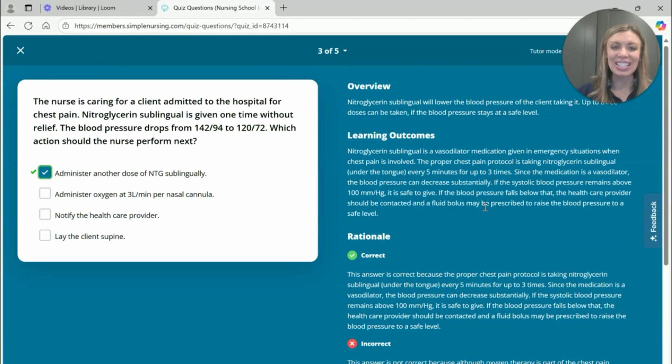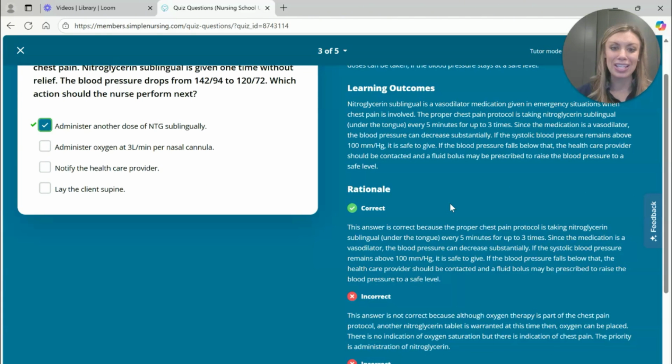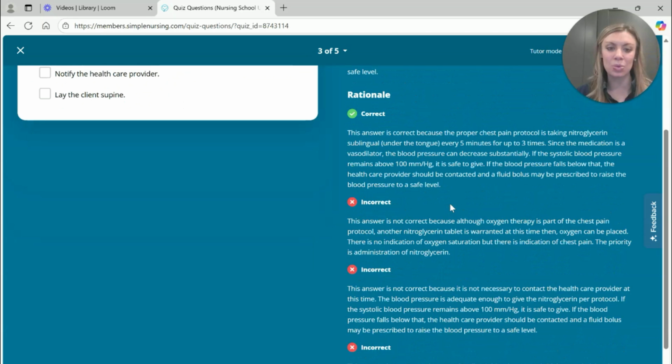And that's correct. So we can take it up to 3 times every 5 minutes. We want the systolic to stay above 100. We want it to drop, we just don't want it to go too low, don't want to overcorrect the problem too much. And if so, then we can do a fluid bolus. And again, it gives us those rationales.